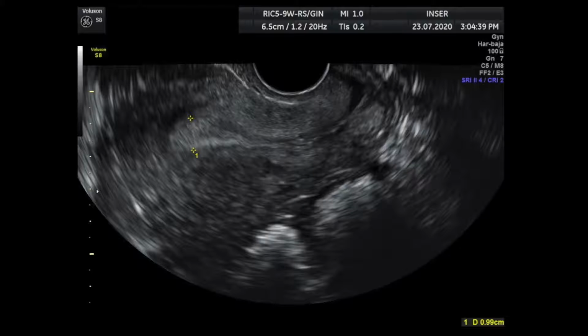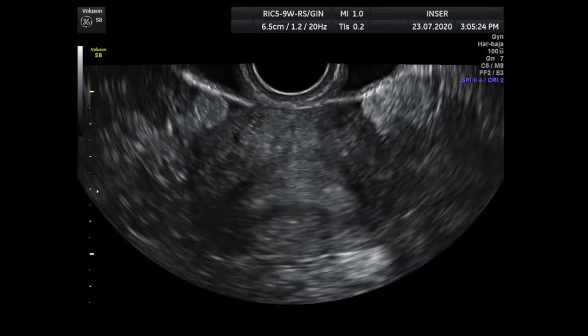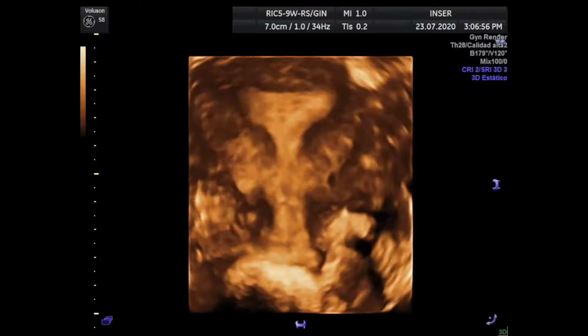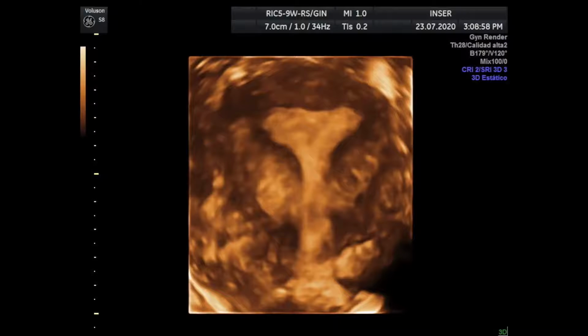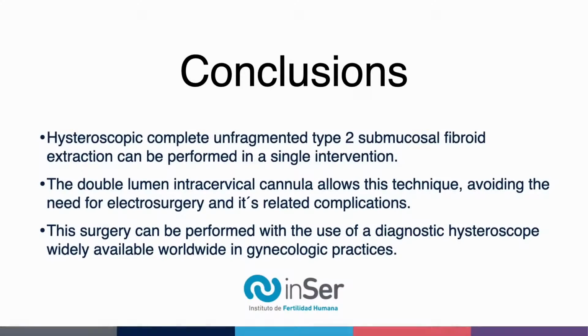Postoperative transvaginal ultrasound images demonstrate a complete restoration of the endometrial cavity anatomy with appropriate endometrial thickness and appearance, as well as normal myometrial ultrasonographic characteristics. Conclusions. Hysteroscopic complete unfragmented type 2 submucosal fibroids with deep intramural component extraction can be performed in a single intervention. The double-lumen intracervical cannula allows this technique, avoiding the need for electrosurgery and its related complications. This surgery can be performed with the use of a diagnostic hysteroscope widely available worldwide in gynecologic practices.